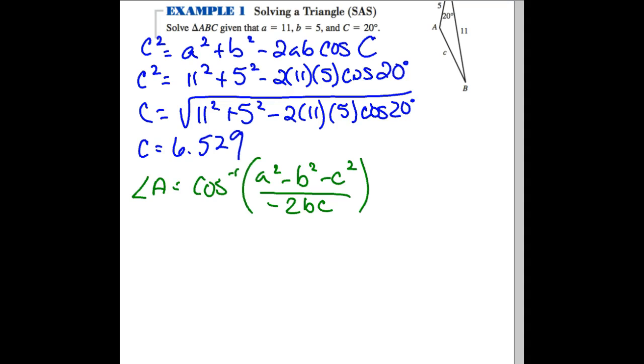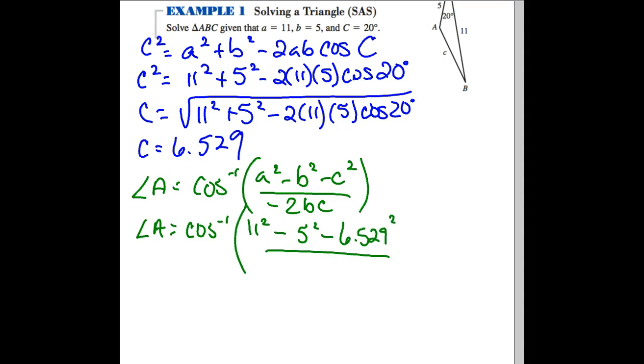Okay, so let's plug in what we know. A was 11, so we have 11 squared minus 5 squared minus what we just found for C, which was 6.529 squared, all divided by negative 2 times 5 times 6.529.